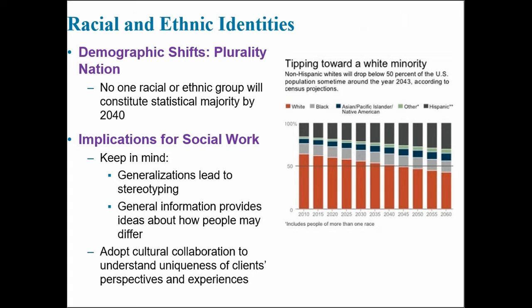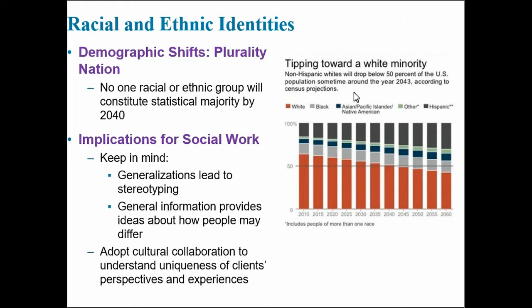This slide talks about racial and ethnic identities and a demographic shift in our plural nation, to the point that it's projected by 2040 no racial or ethnic group will constitute a statistical majority. Implications to keep in mind for social work include the effect of generalizations, and the general information provides ideas about how people may differ.